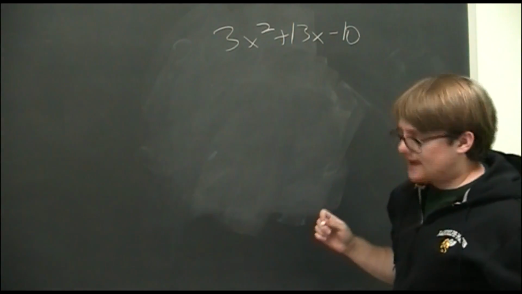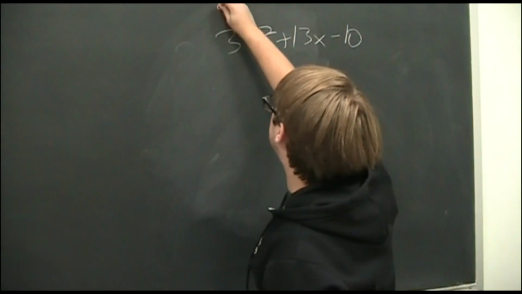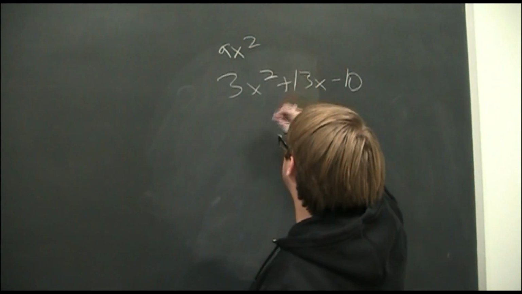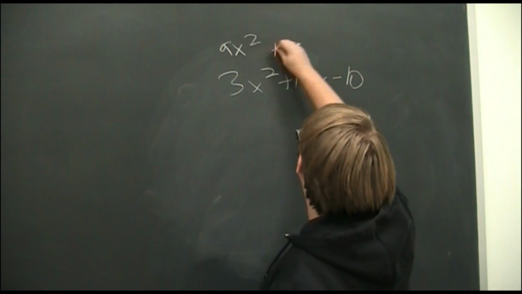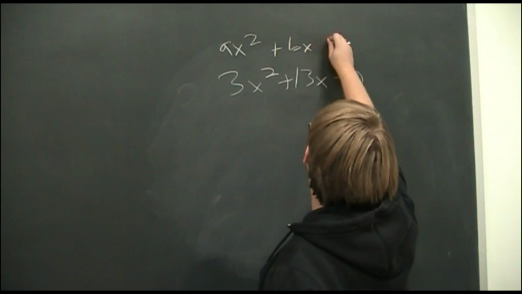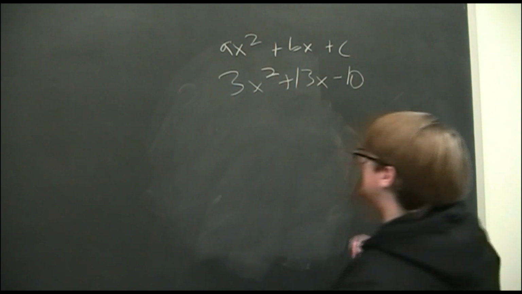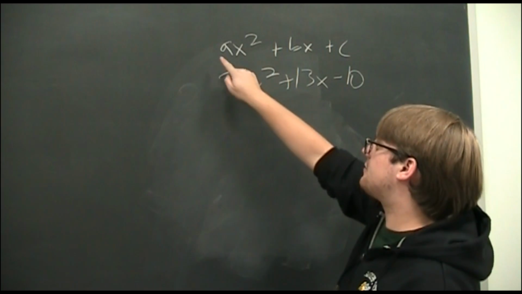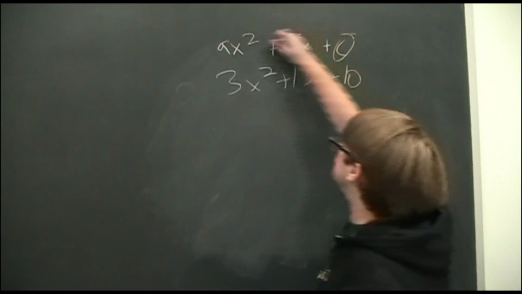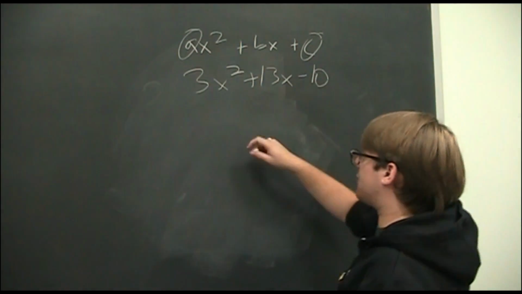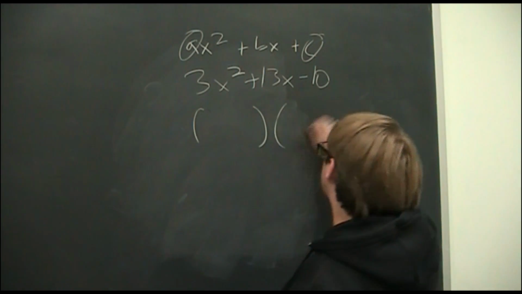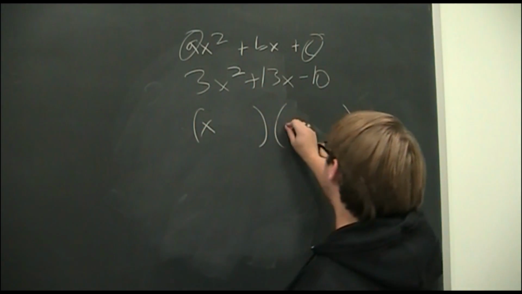So for factoring problems, the easiest thing to do is don't forget what the original type of equation was. So ax squared plus bx plus c. The easiest way to do this is to find common factors for a and c, and then work from there. So you always have the form of this with x here and an x here.